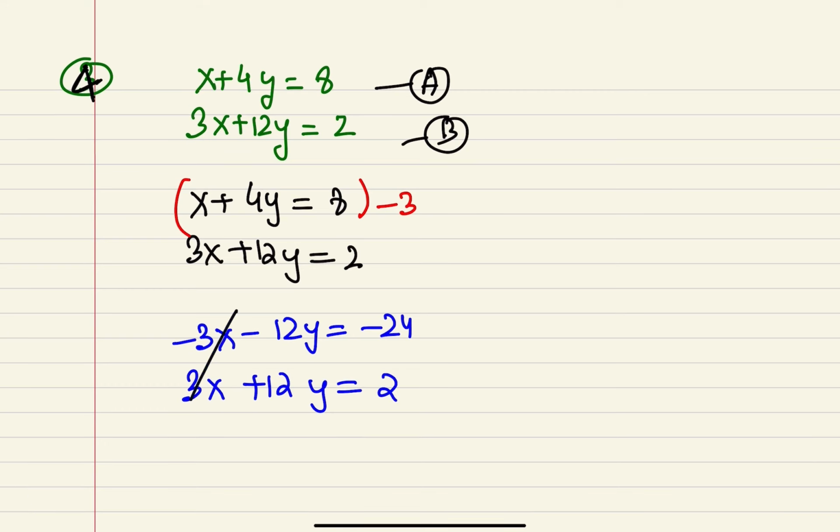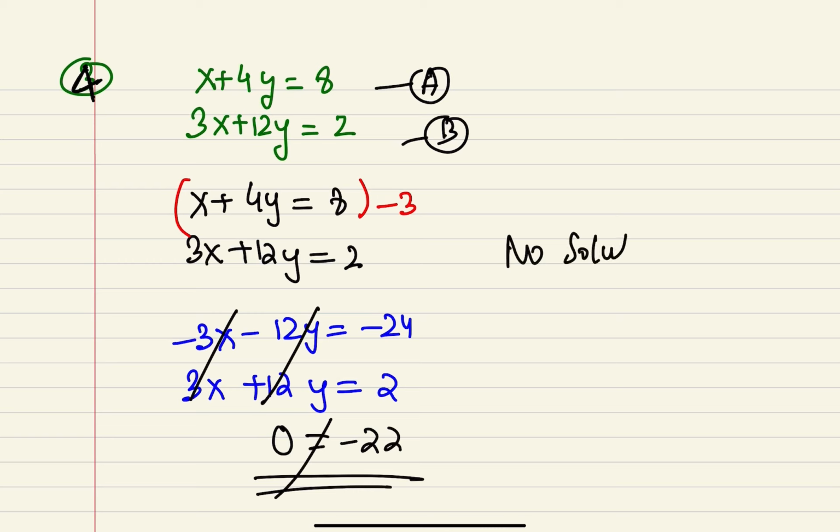This is a kind of crazy problem because I am able to cancel the x's when I add the equations. 3x minus 3x is 0, 12y minus 12y is 0. So I have 0 on the left-hand side and negative 22 on the right-hand side. And this is never true. We know that. So this is a case where there is no solution to this problem.